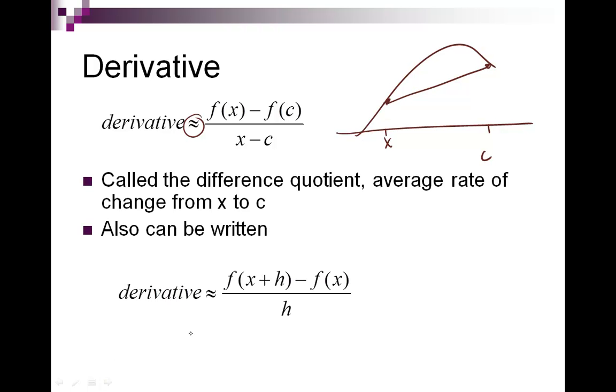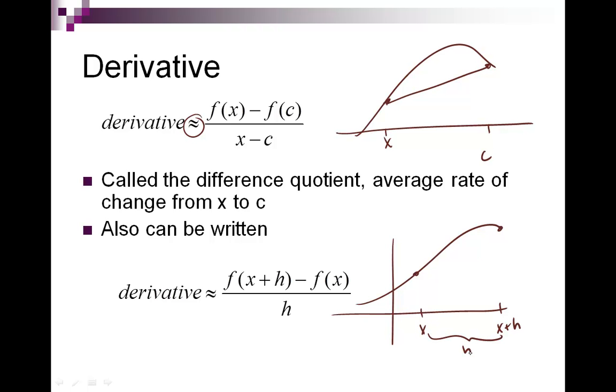You've also seen this in your pre-cal textbook where they call it f of x plus h minus f of x over h. The only difference here is that instead of labeling this x and c, we label it x and x plus h, where the distance between these two was h units, and that was our slope again between those two values. Now both of these are approximations.